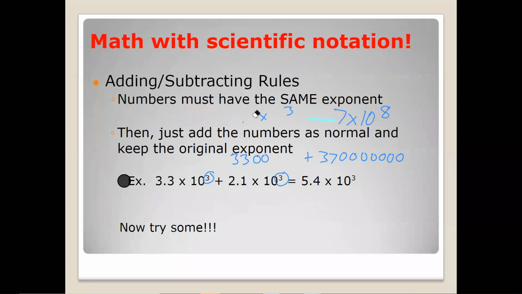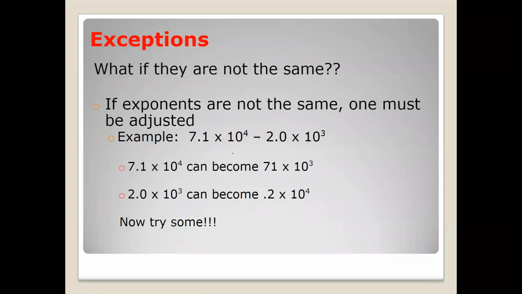So always, always, always, if you are going to add things in scientific notation, they have to have the exact same exponent. Never, ever forget that. But once they do have the same exponent, it becomes super easy. All you have to do is the 3.3 plus the 2.1, and then it's the same exponent, so you end up with 5.4 times 10 to the 3rd. There's a couple of different ways that you can manipulate your numbers if you do have numbers with different exponents, and I'll explain more about that. So if they're not the same, you're going to have to change them to be the same.